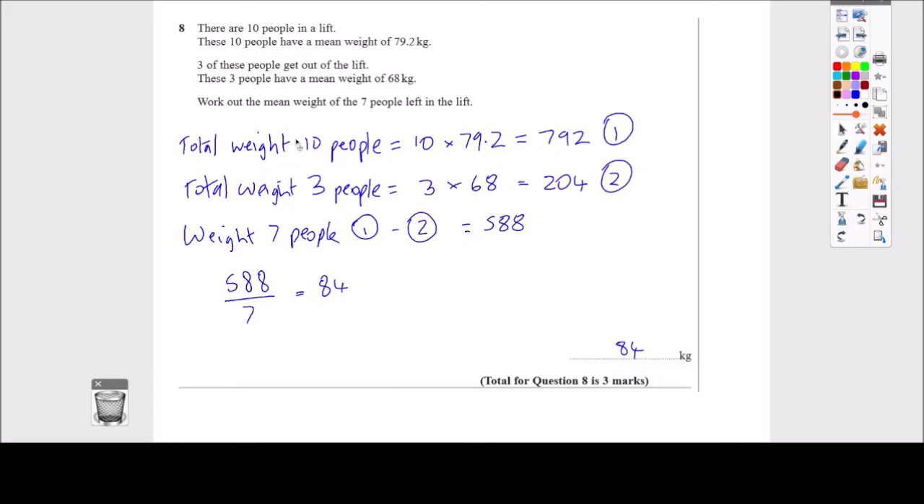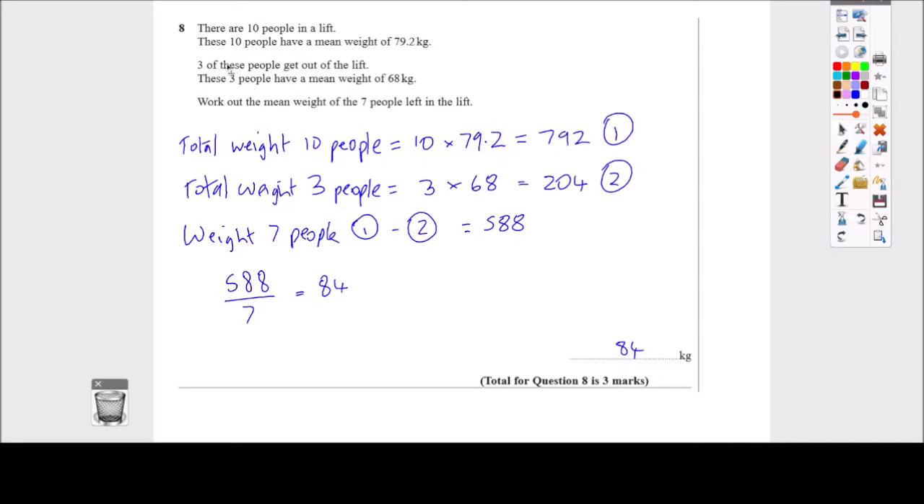Question 10. We're told that the mean weight of the 10 people is 79.2. So the total weight of the 10 people is 10 lots of 79.2, which is 792. Now, we're more used to working out the mean when we're given the total and the number of people, aren't we? So if we've been told that the total weight was 792 across 10 people, what's the mean average weight? We'd have done 792 divided by 10. This is just the other way around. You've got to be comfortable with going from a mean to the total.